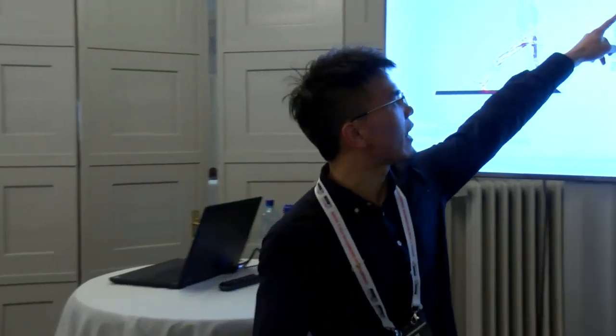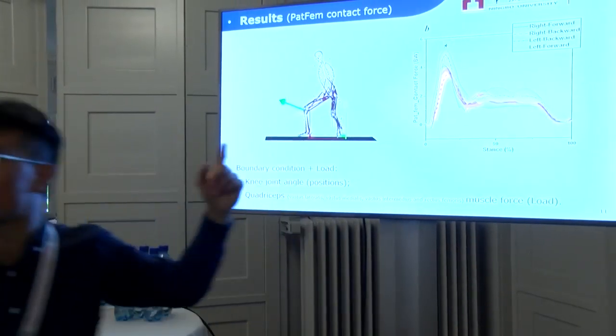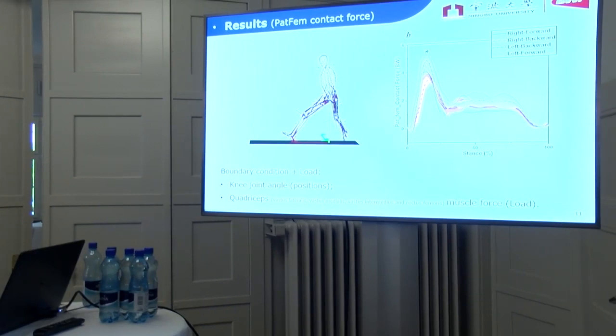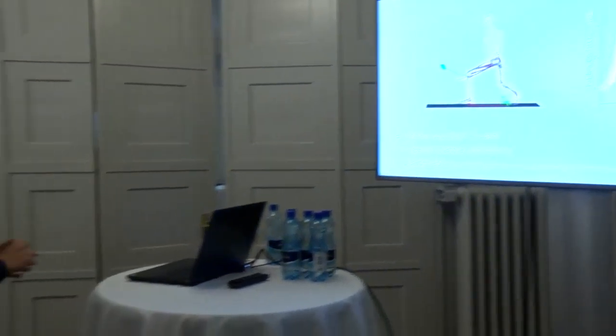And from here, that's the patellofemoral contact force. You can see that's basically the distribution. And the left backhand, that's the same as I mentioned before. It's quite consistent: the backhand backward has higher patellofemoral contact force. That also should be noted.